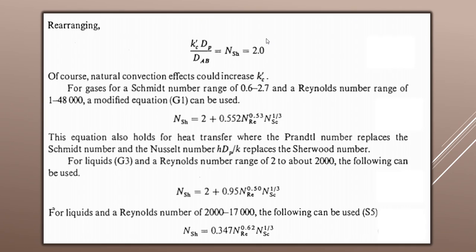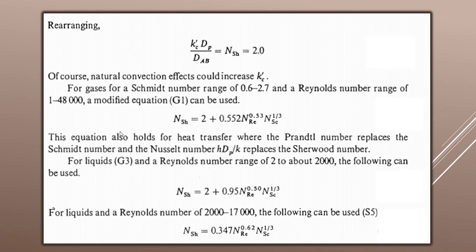Now, for gases, so this is specifically for gases, if we have predetermined the Schmidt number and its value falls in the range of 0.6 to 2.7, and also we have predetermined our Reynolds number and it falls in the range of 1 to 48,000, the appropriate Sherwood number expression that we will replace in lieu of this is 2 plus 0.552 times the Reynolds number raised to 0.53 times the Schmidt number raised to 1/3. That is if we're talking about a gas.